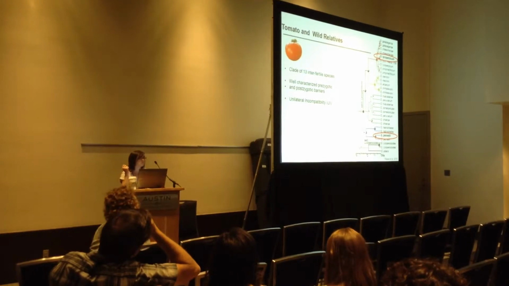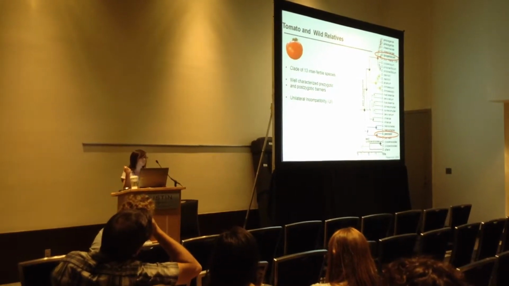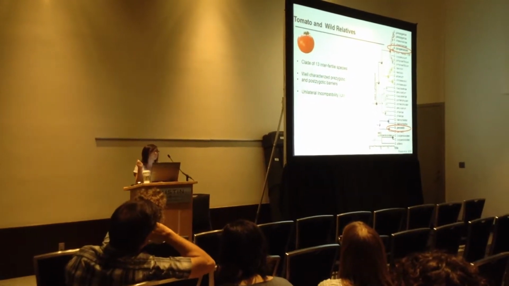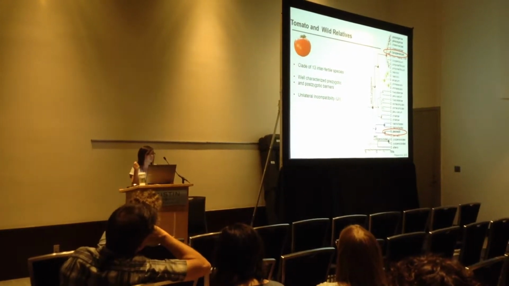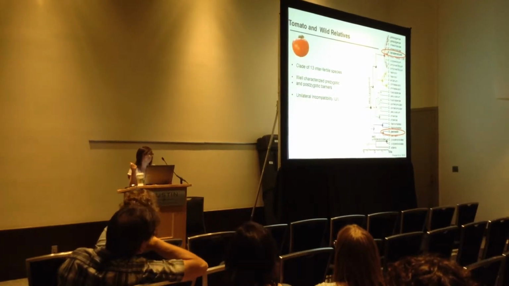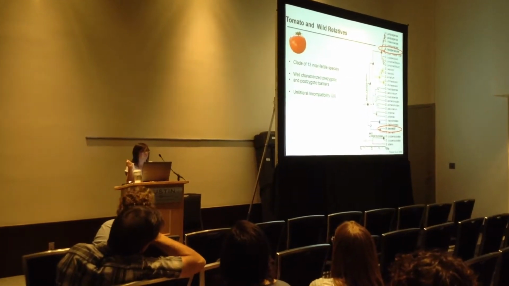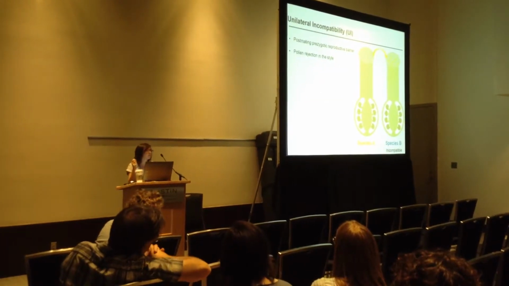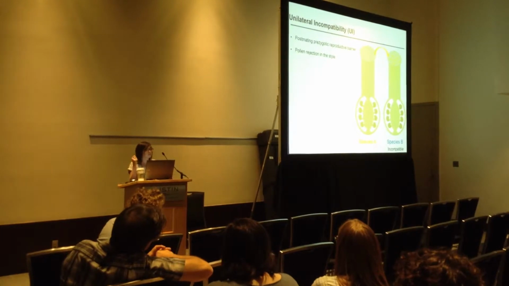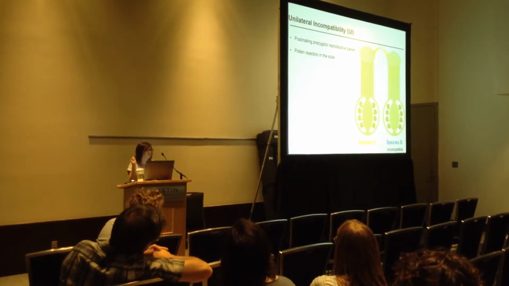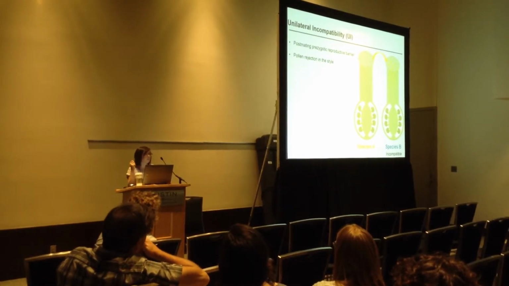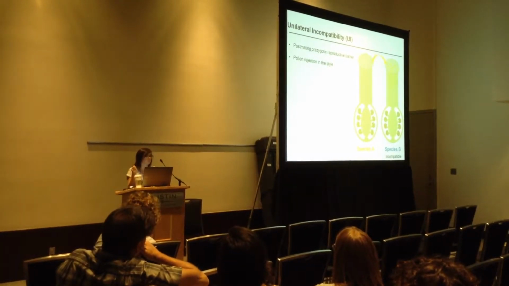In addition to being able to generate interspecific crosses between species in this clade, we also have a number of well-characterized pre- and postzygotic barriers. In addition, we have this really interesting phenotype called unilateral incompatibility. So unilateral incompatibility, or UI, is essentially a post-mating pre-zygotic reproductive barrier where pollen rejection occurs in the style in one direction of a cross, but it's successful in the opposite direction.